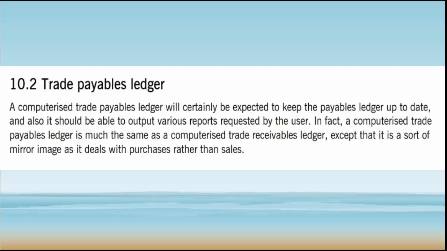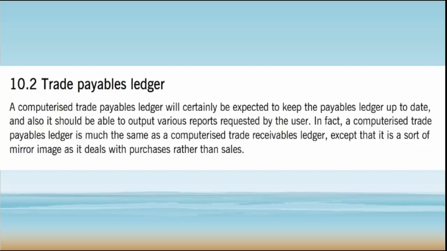Just like a mirror reflects an image, the trade payables ledger is often described as the mirror image of the trade receivables ledger. The receivables ledger deals with customers who owe money to the business, while the payables ledger deals with the opposite side, the business owing money to others. One focuses on sales, the other focuses on purchases. This is why both ledgers are similar in structure and function, but their direction of flow is reversed.